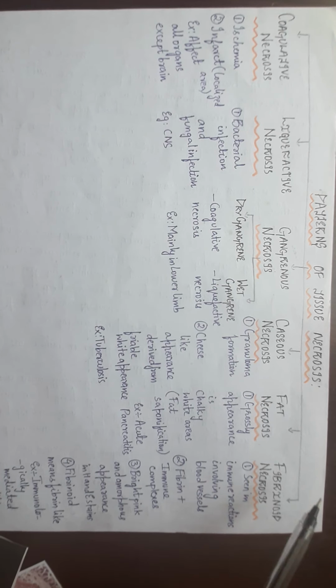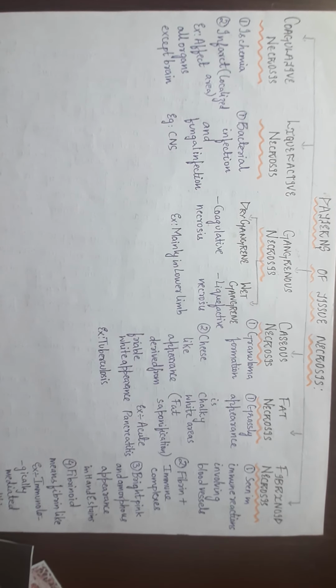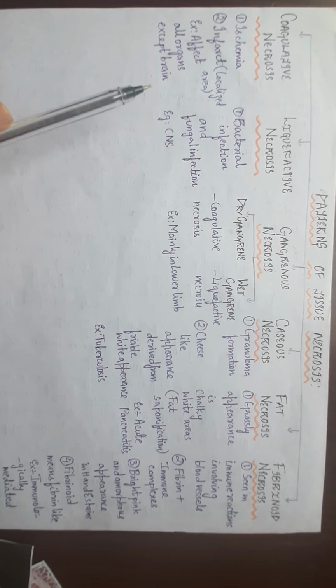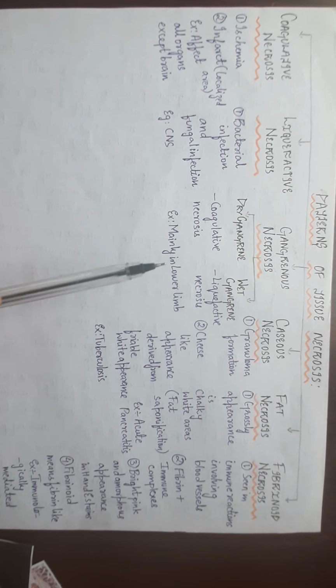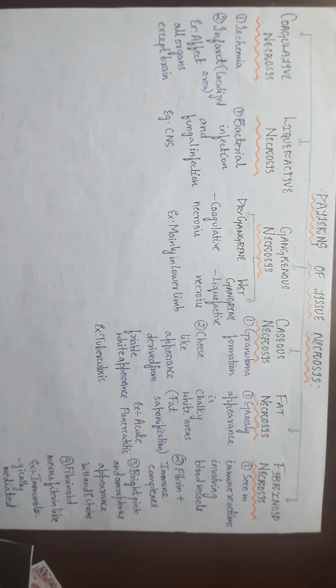In this video, I am going to discuss the patterns of tissue necrosis. In my previous video, I discussed the necrosis definition, its mechanism, and its morphology. This is my third video on necrosis, in which I am going to discuss the patterns of tissue necrosis. So, patterns of tissue necrosis are coagulative necrosis, liquefactive necrosis, gangrenous necrosis, caseous necrosis, fat necrosis, and fibrinoid necrosis.